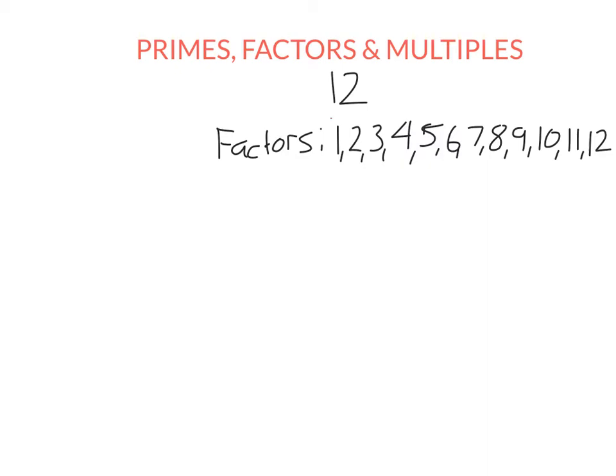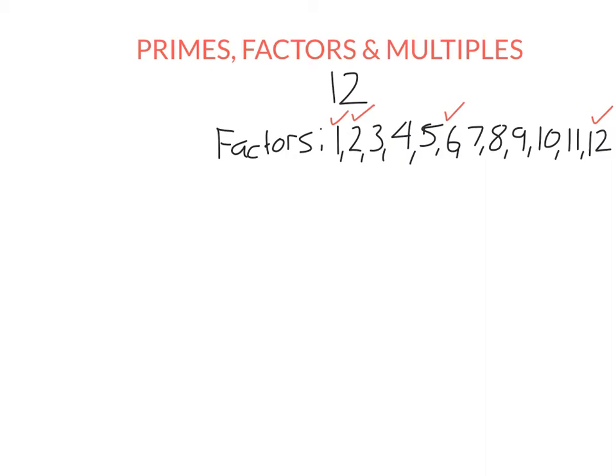So 1 is a factor of any whole number because 1 always goes evenly into 12. 12 divided by 1 gives you a whole number, 12. So 1 is a factor. Factors always come in pairs. 1 and 12 are both factors of 12 because 1 times 12 equals 12. 2 goes into 12 evenly. 2 times 6 is equal to 12. So both of them are factors.